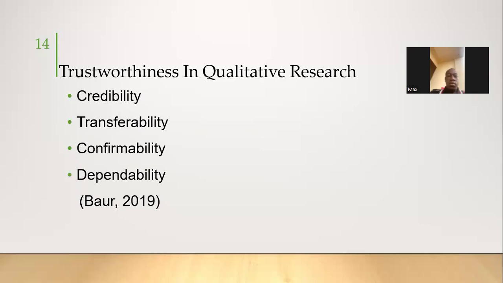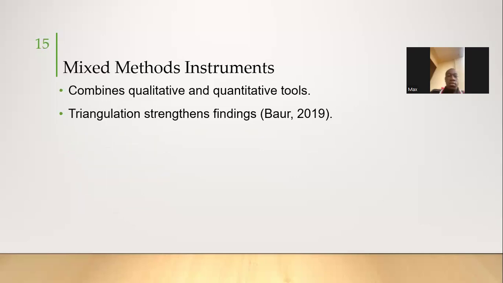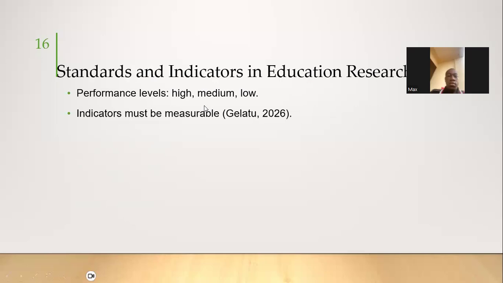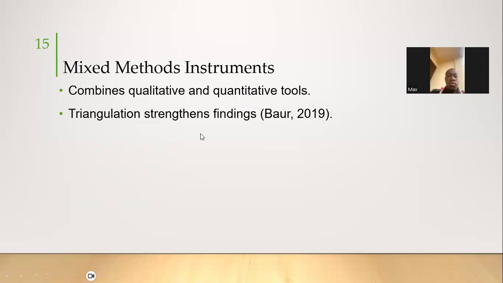Slide 15. We have mixed methods instruments. Mixed methods combine both the quantitative and the qualitative. The quantitative is numbers and the qualitative uses other variables that are not numbers, maybe something like experiences. Using both strengthens the study. This is called triangulation. That's checking results from different angles.